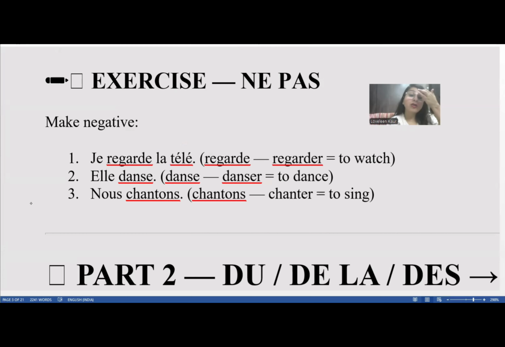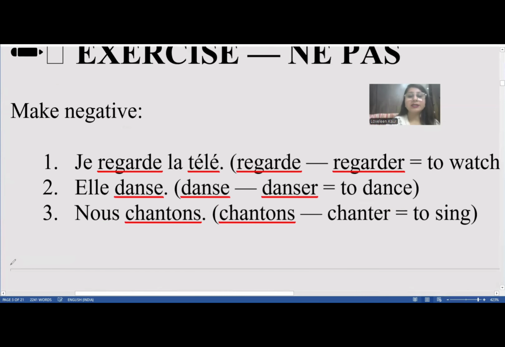All right. Now, if I say elle danse, it means she dances. Right? Danse is which word? Danser means to dance. Now, if you want to say she doesn't dance, we'll simply put what? Yes, we'll simply put ne and pas here, and it will become elle ne danse pas. She doesn't dance.